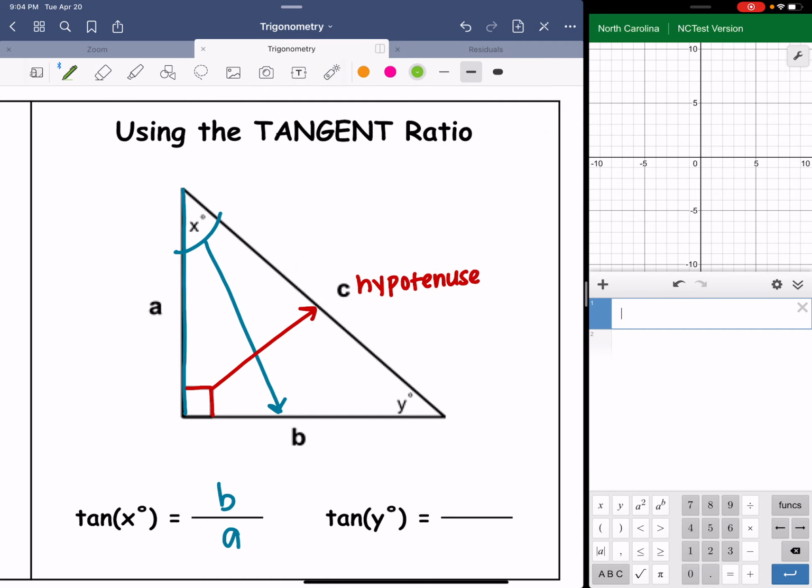Okay. Now we want to look at the tangent of angle Y. So from this angle, we're going to do the opposite over adjacent. So the opposite, we're going to go straight across. That leaves us at angle A. And the adjacent is the side that connects to the angle but is not the hypotenuse. So that would be B.